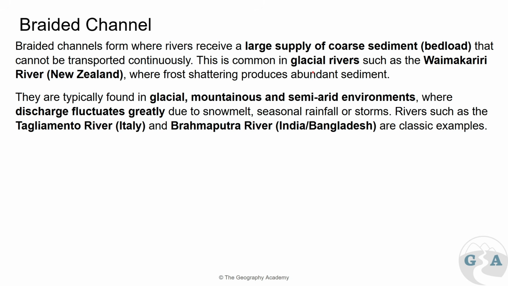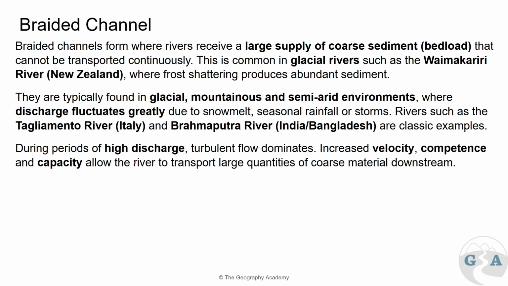Typically found in glacial mountains and semi-arid regions where discharge fluctuates greatly due to snowmelt, seasonal rainfall, or storms. So if we think about a semi-arid environment that doesn't usually have precipitation, earlier on in the previous section we were looking at this idea that there would be a lot more surface runoff at that period. So suddenly you're able to carry a lot of sediment because of huge amounts of discharge increasing very suddenly through storms in semi-arid areas. Now, again, we're coming into more examples of ones that actually go through that quite a bit.